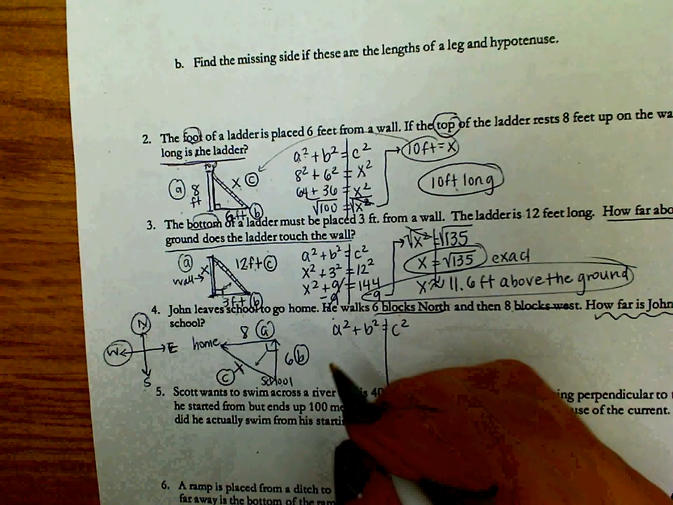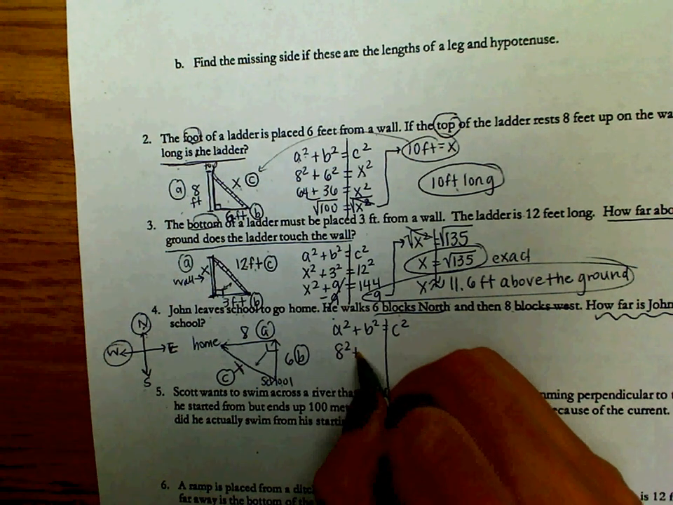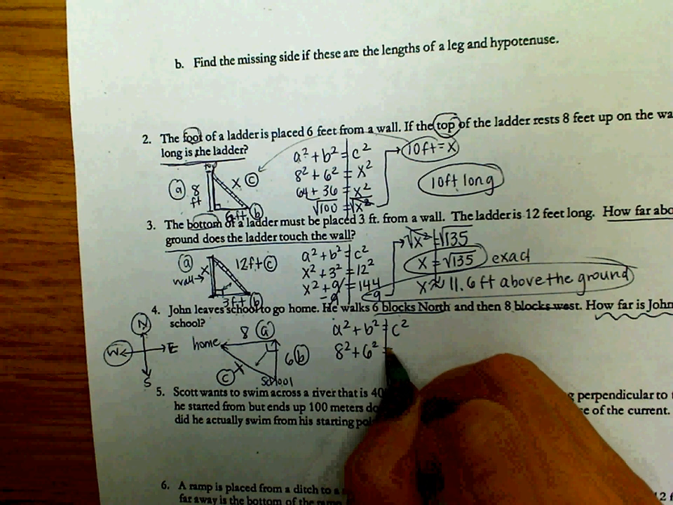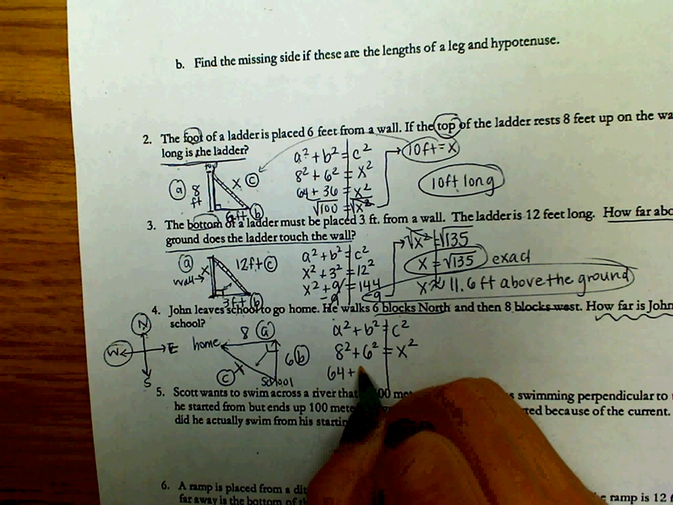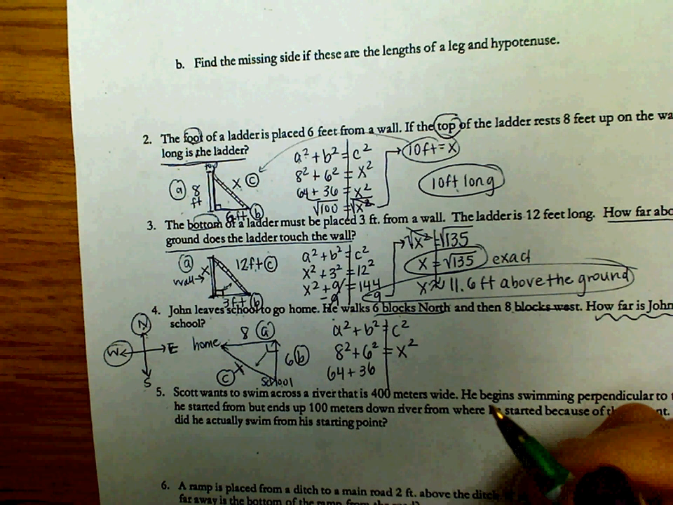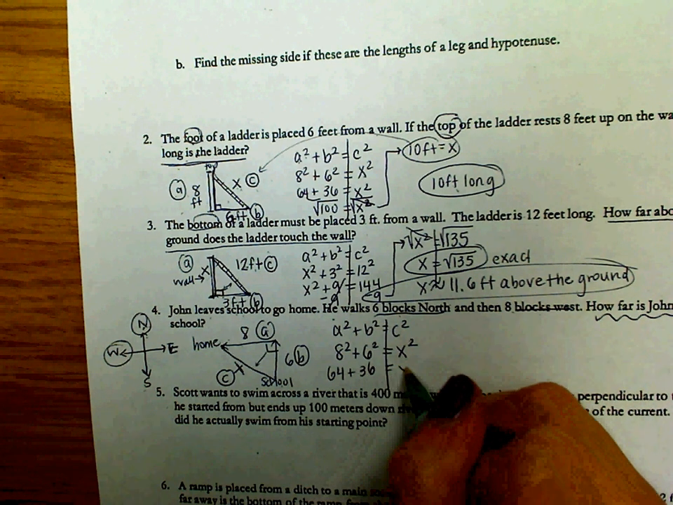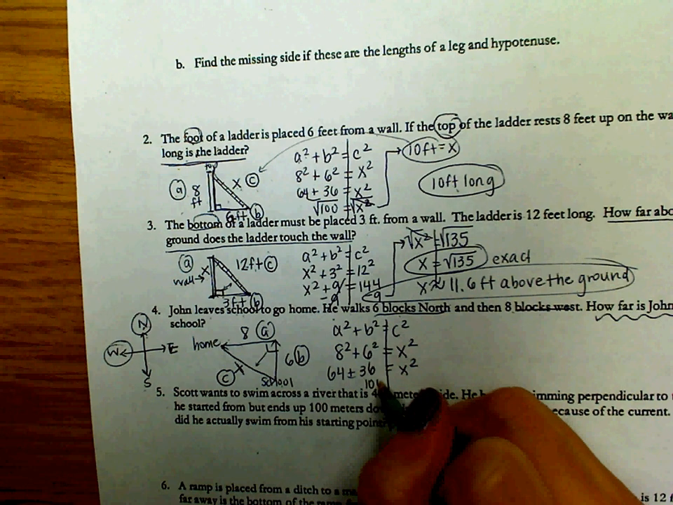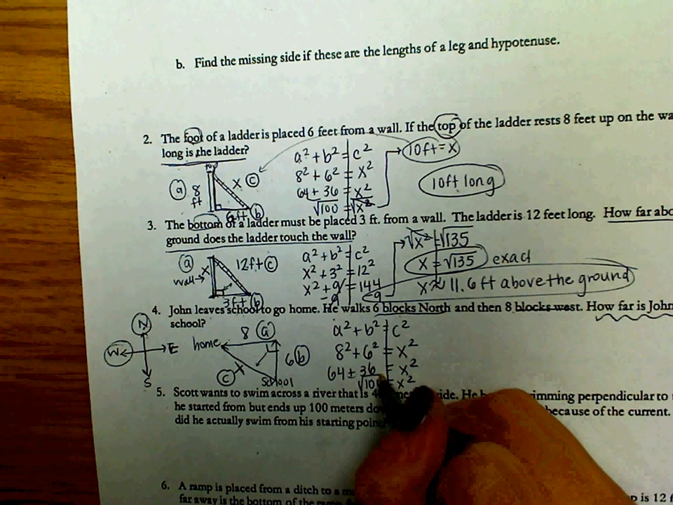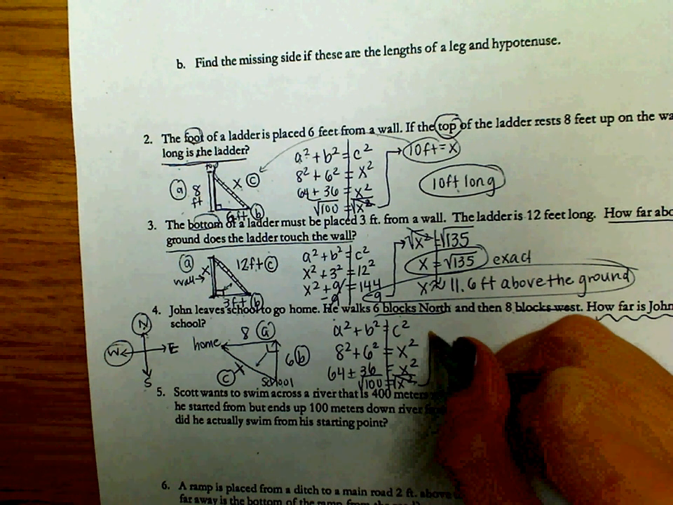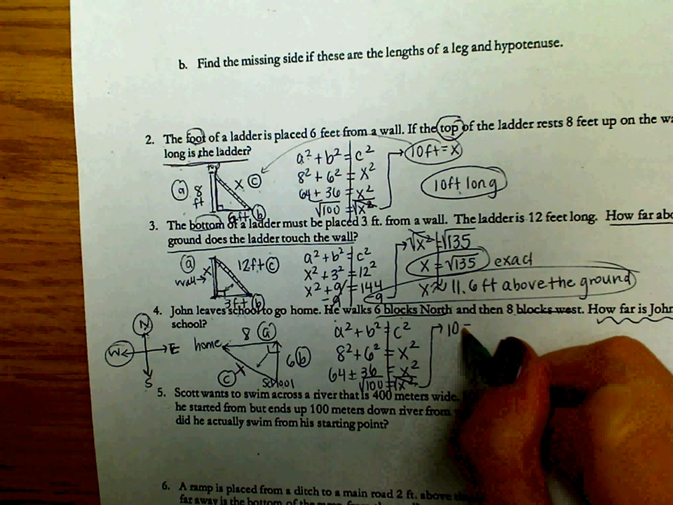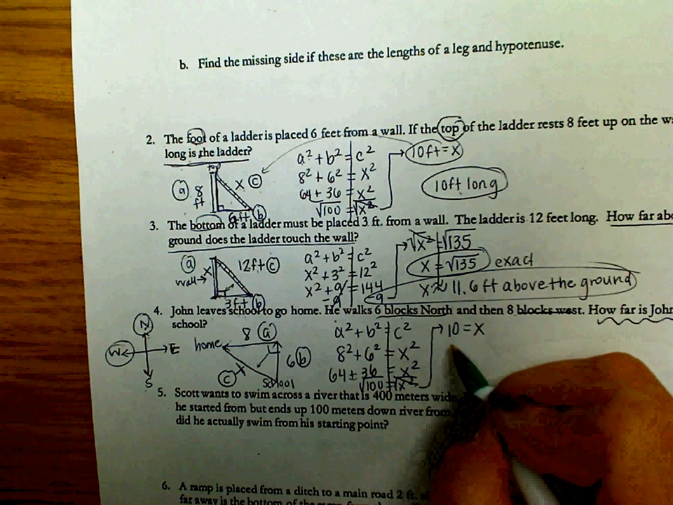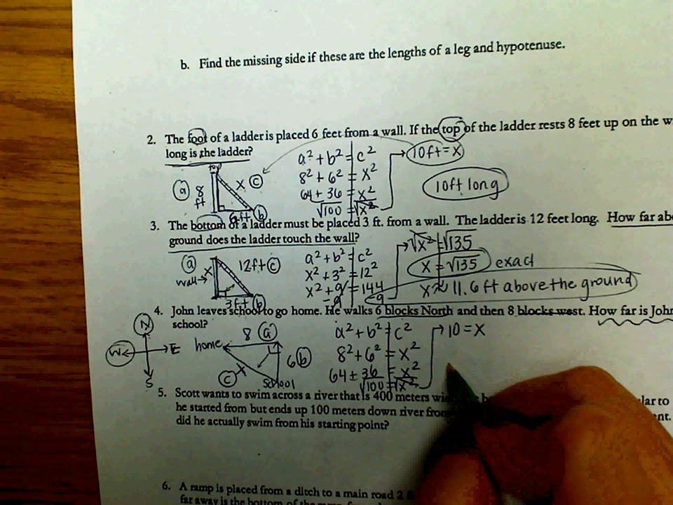Then you put 8 squared plus 6 squared equals x squared. Then you get 64 plus 36 equals x squared. That becomes 100 equals x squared. Square root, these cancel. When you have the square root of 100, that's 10, equals x. So then, how far? You would have to say 10 blocks.